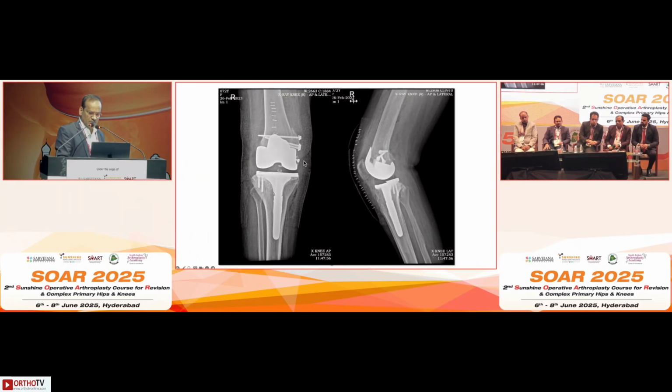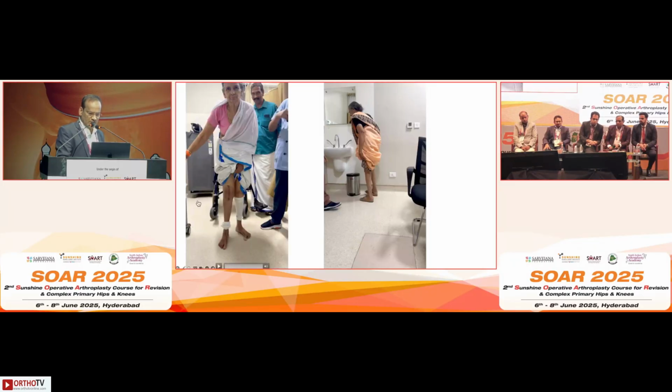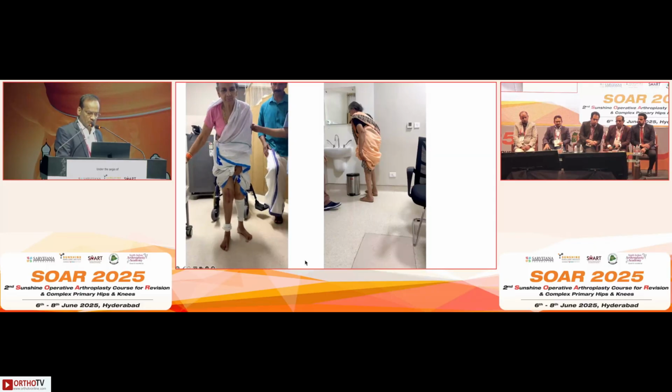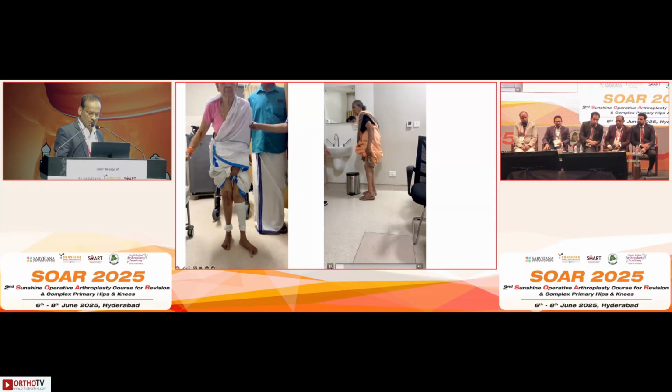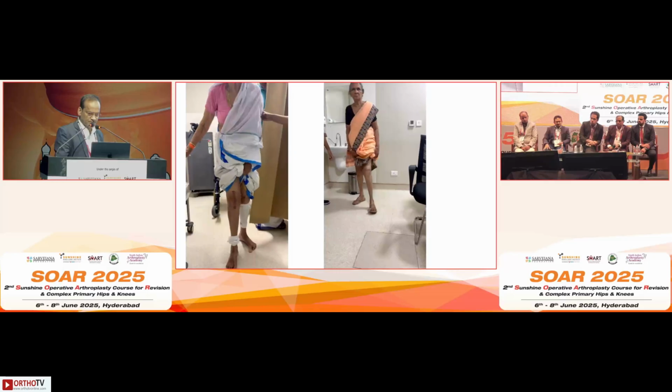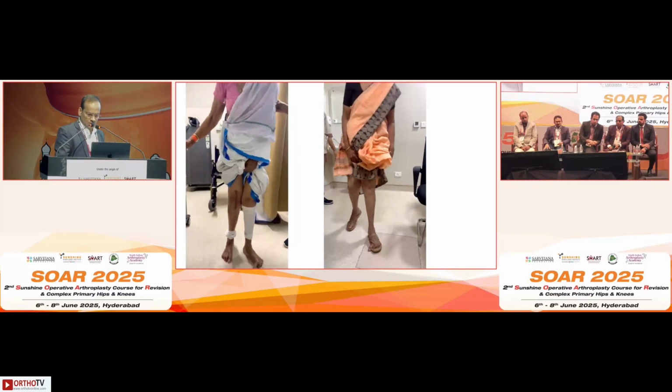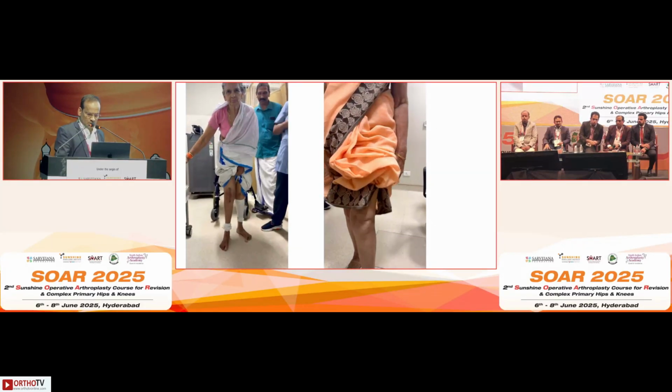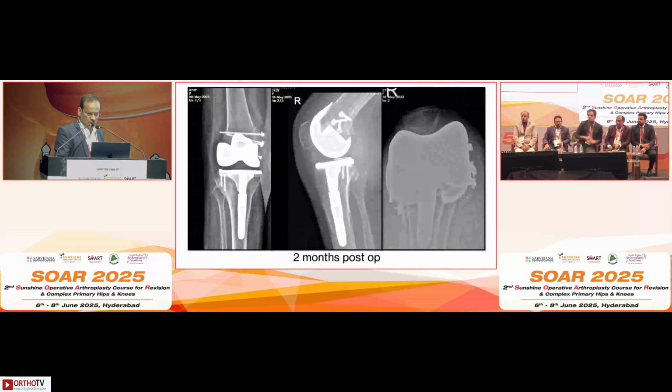And this is the immediate post-operative X-ray. And at 2 weeks, when the patient came for suture removal, this is how she is walking. And this is at 2 months down the line. It's a good technique. I think I have not done it before. Yeah.